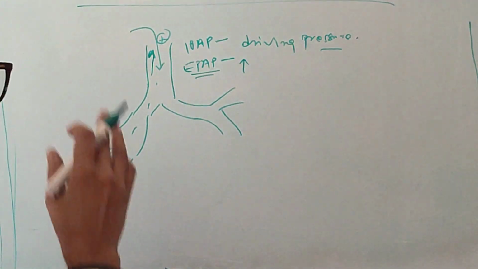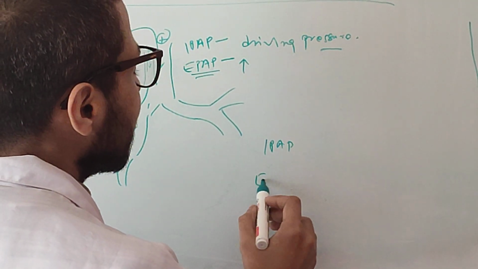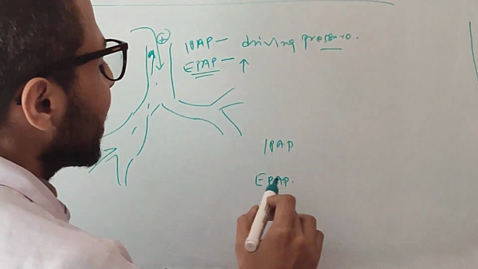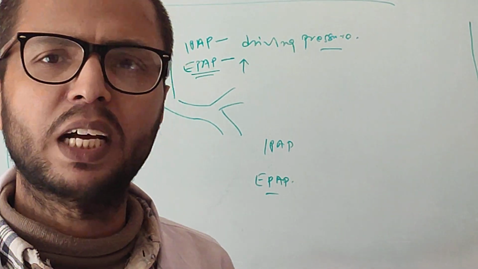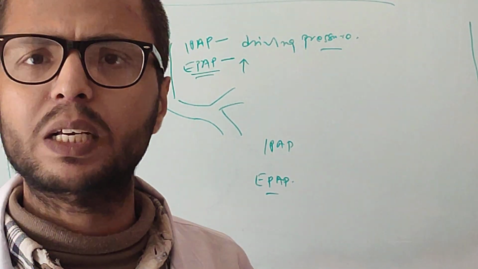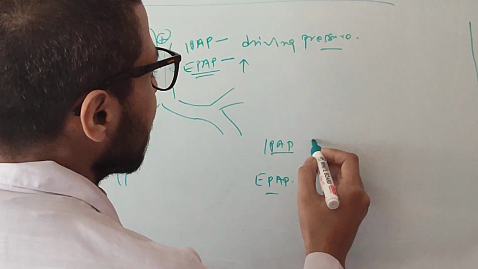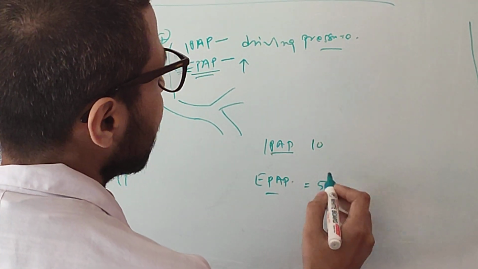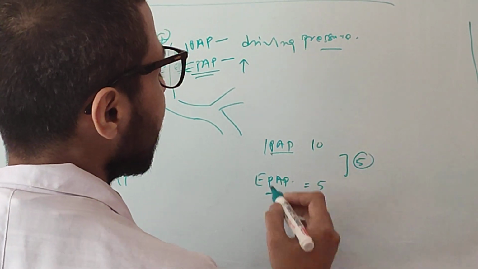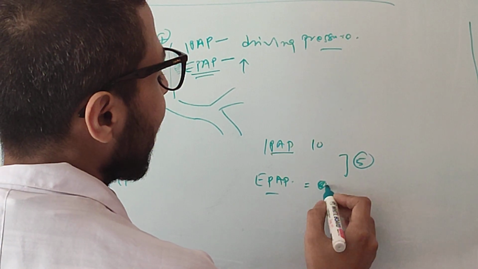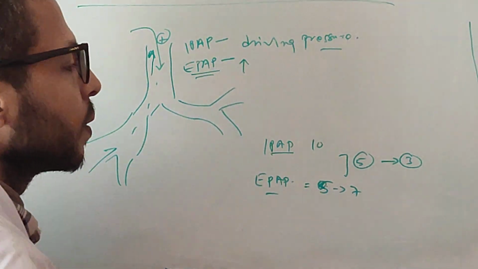But see one problem. Suppose you keep the IPAP the same but increase the EPAP, because you think my patient has good oxygenation but is not able to wash out carbon dioxide, so I will increase the EPAP but keep the IPAP the same. Let's suppose initially IPAP is 10 and EPAP is 5, so the driving pressure is the difference, 5. If you increase the EPAP from 5 to 7, the driving pressure falls to 3.